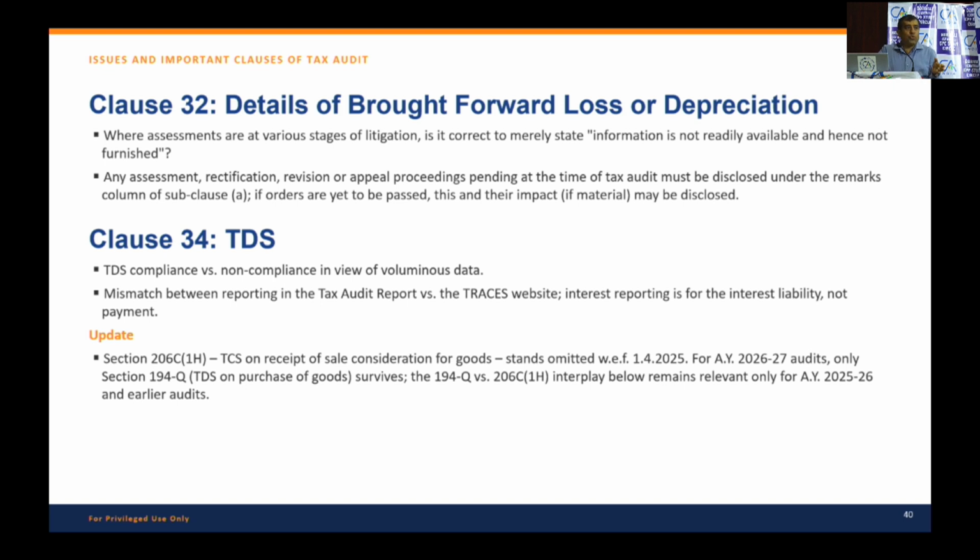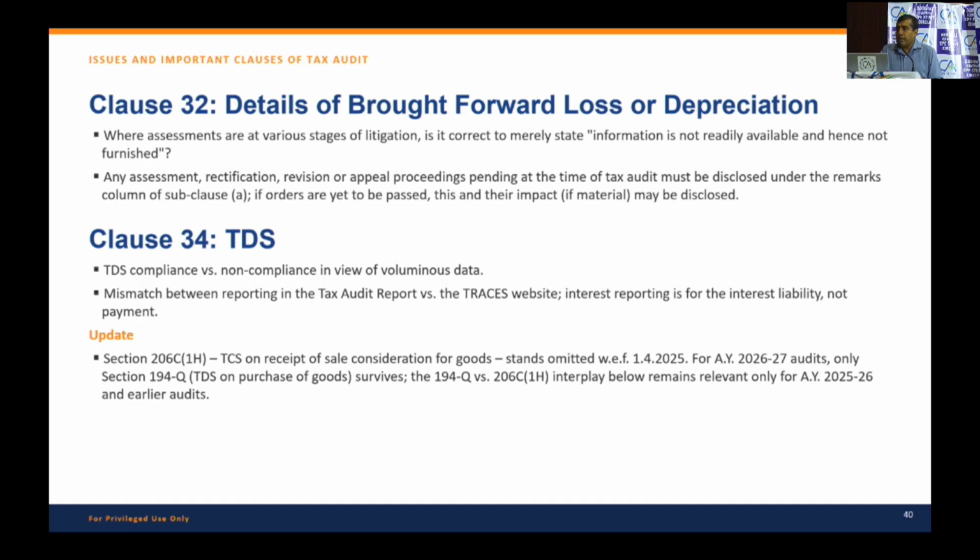So one has to also keep in mind the litigations and assessments that happened in the previous period, and one should appropriately discuss if there are differences between the carry forward losses by the SSC and the assessment orders. So those have to be clarified properly.